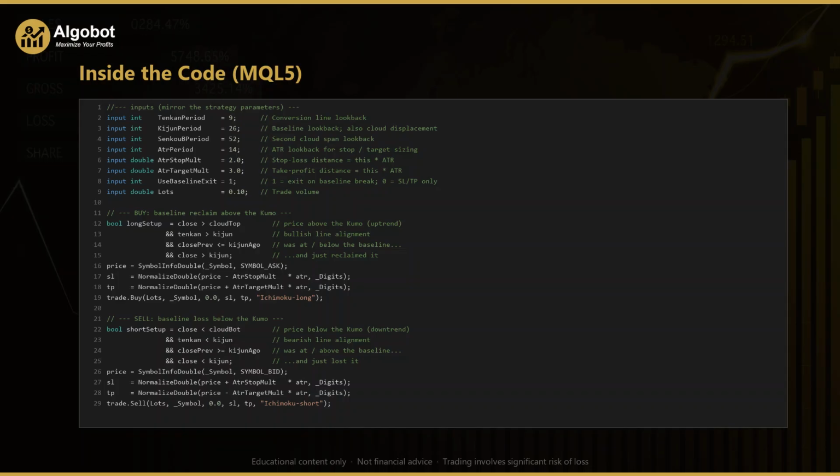Now look at the buy block. The Boolean called long setup is true only when four things line up at once. Close is greater than cloud top, meaning price is above the Kumo.